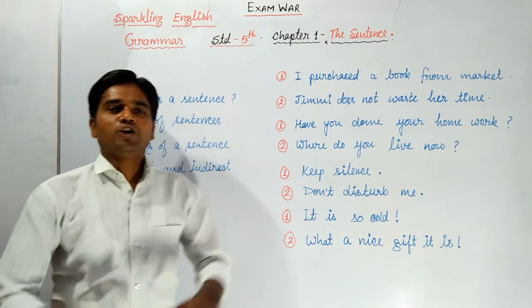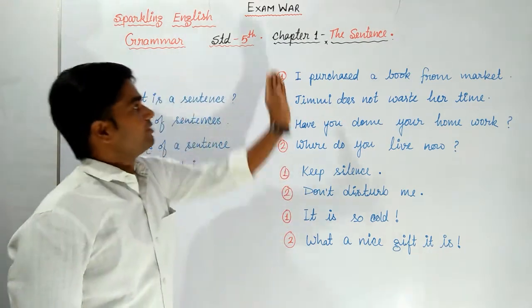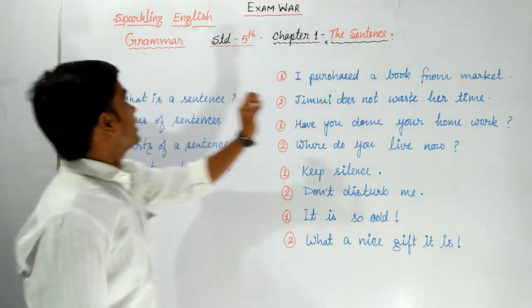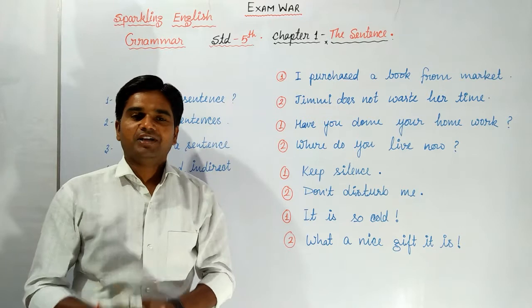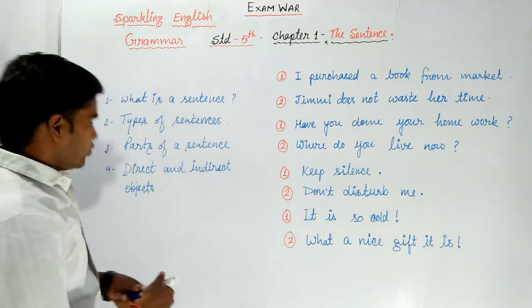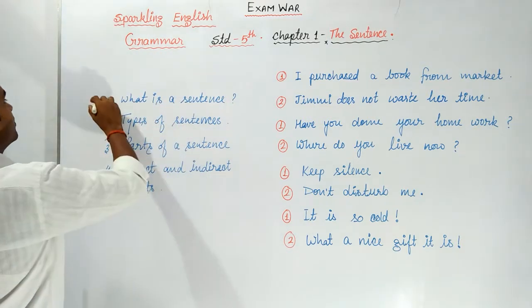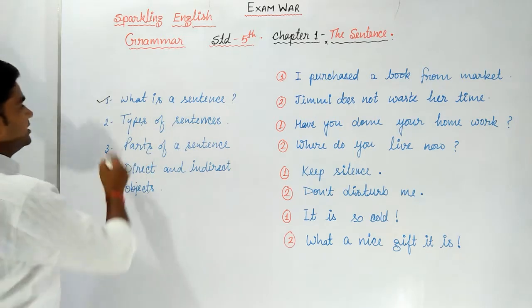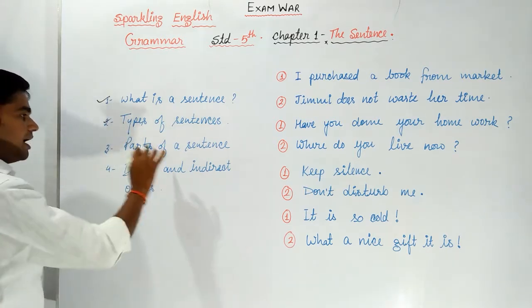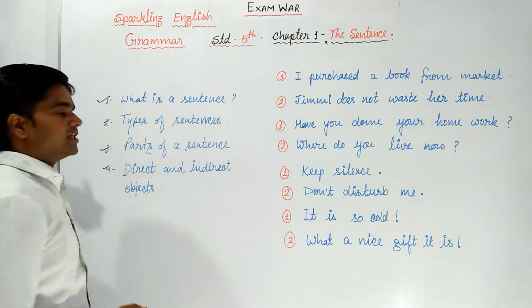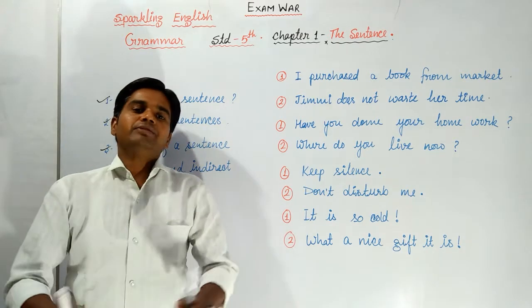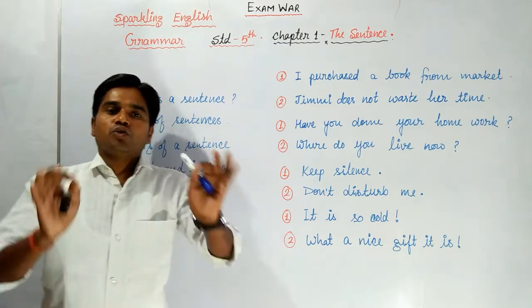Today in this class we are going to discuss the very first chapter, the sentence, of Sparkling English Grammar Standard 5th. In this class we will discuss what is a sentence, types of sentences, parts of a sentence, and direct and indirect object in a sentence. These points we will discuss in this class.